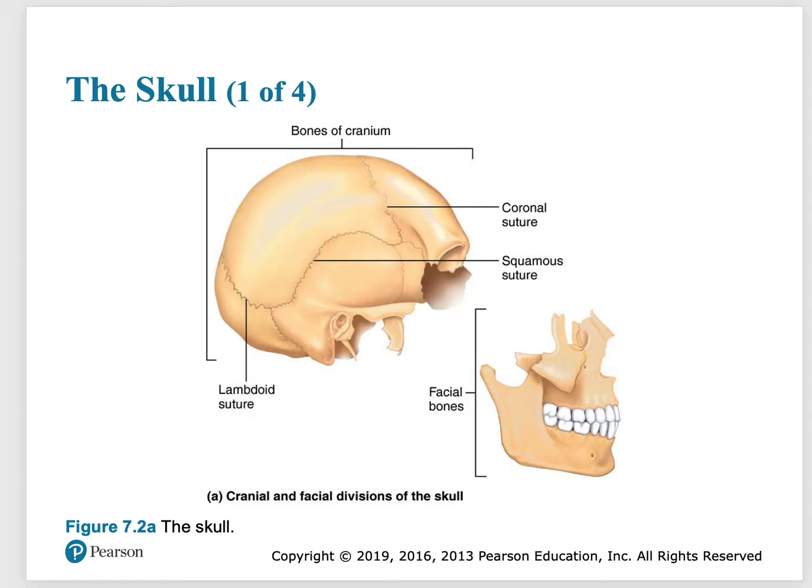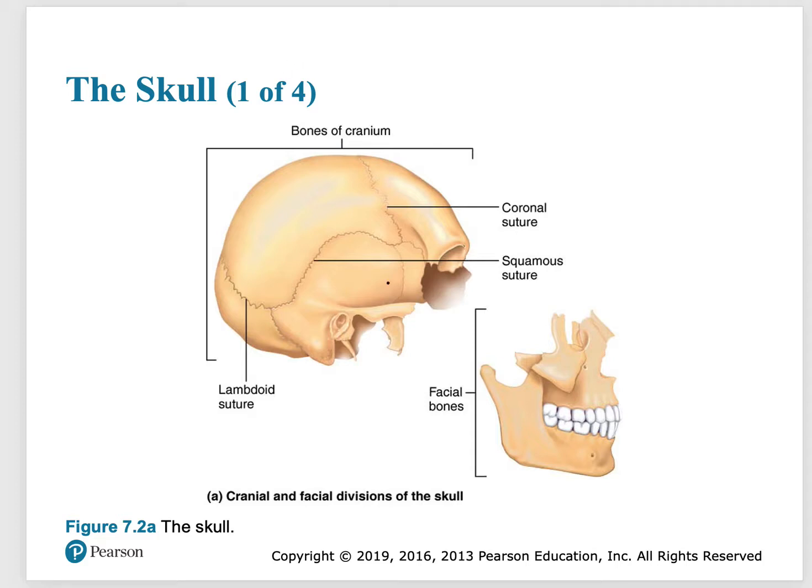All right, so let's go ahead and start with the skull. This can be considered a little bit more detailed than the other parts of the body just because there are so many different features that we need to get down. So the skull, as we said before, it houses the brain, right? It helps to protect and cushion our brain.